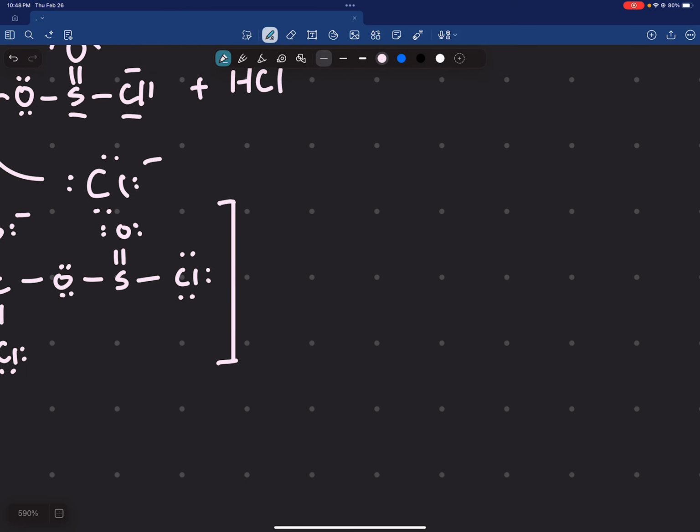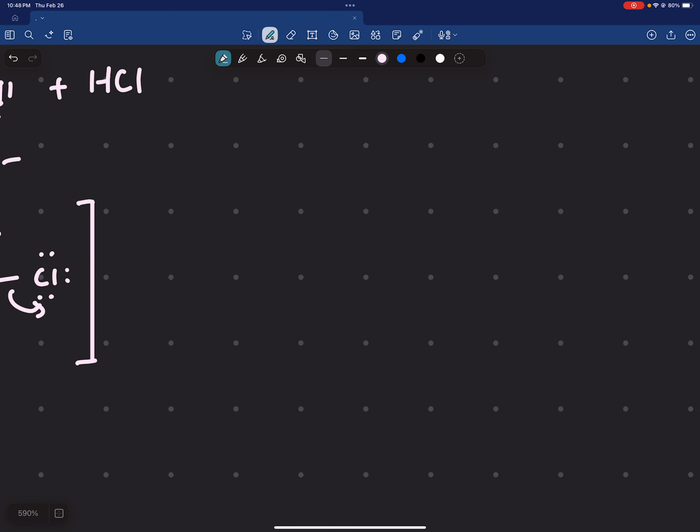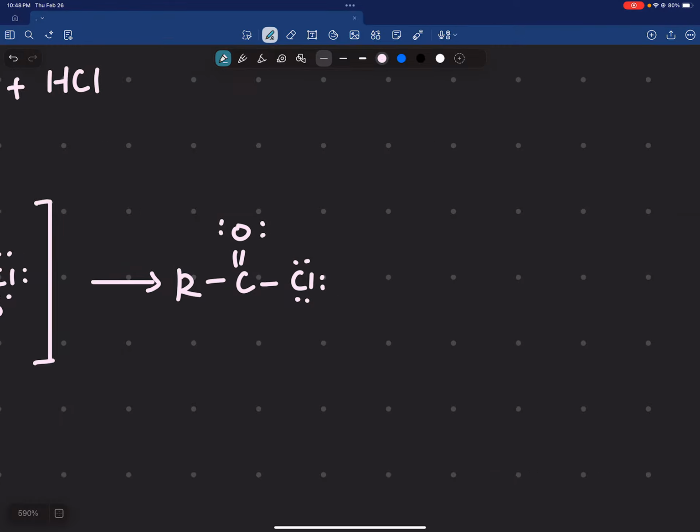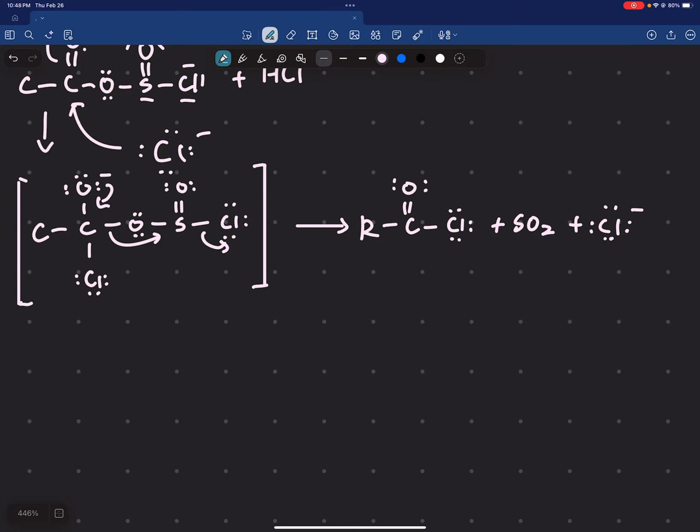And this intermediate is going to collapse and give us our reaction, complete our reaction. Going to collapse and form this, and our acid chloride, and it's going to give us our products and the chloride ion. So let's move on to decarboxylation.